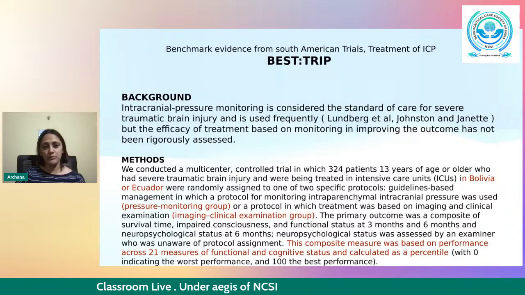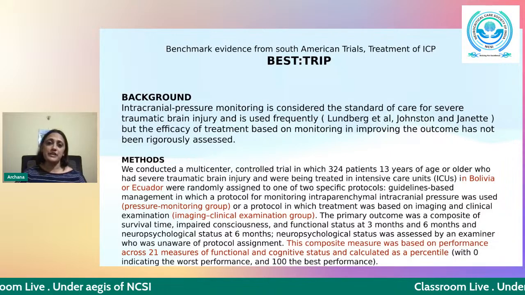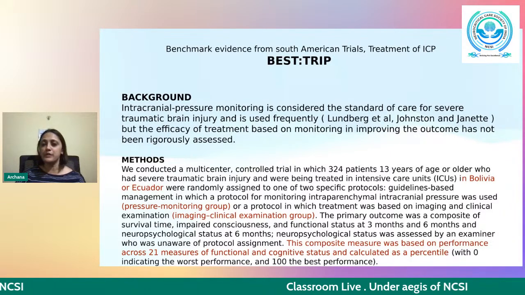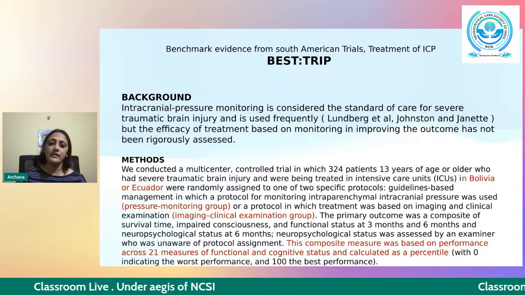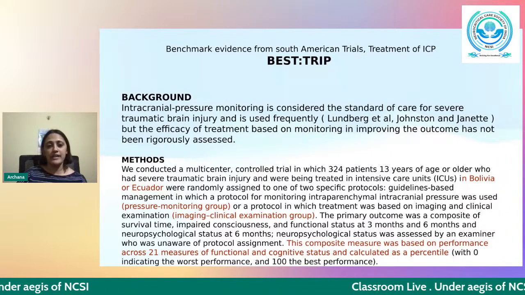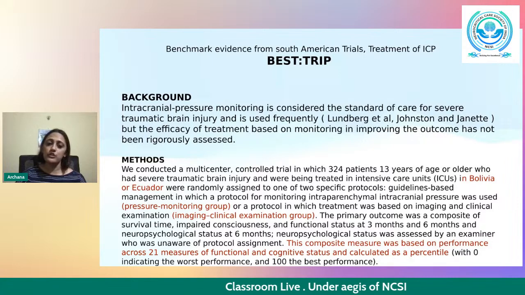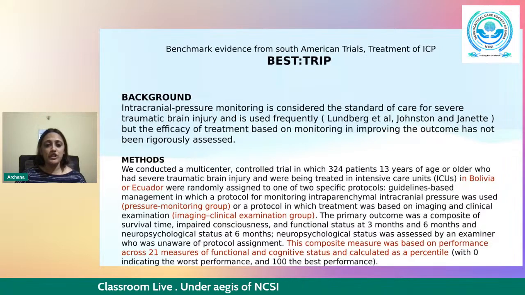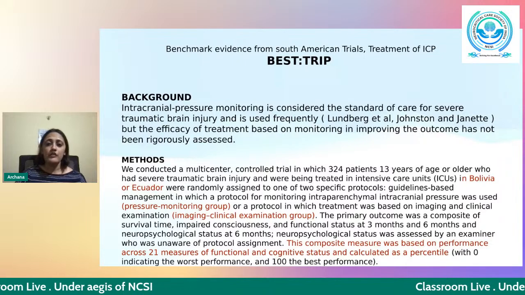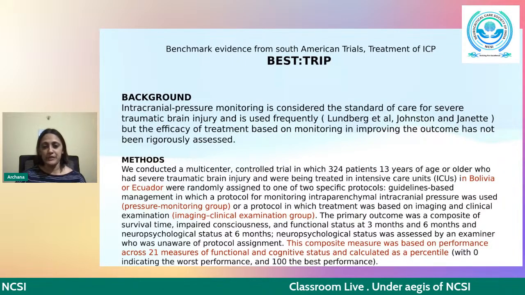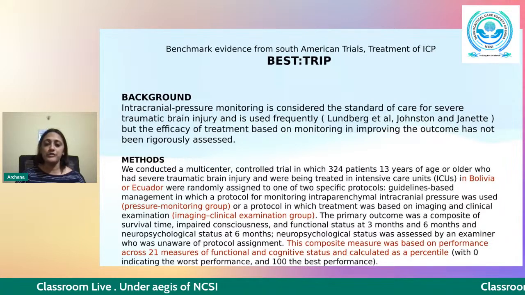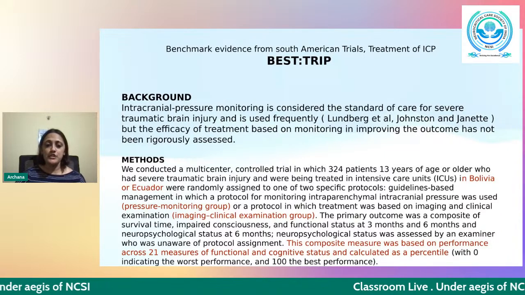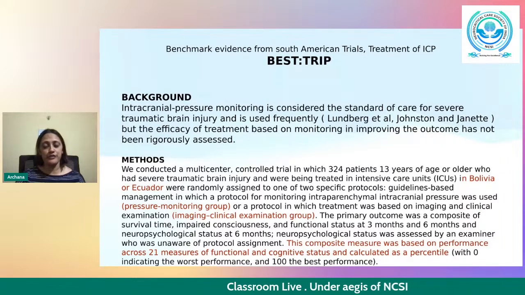Coming to the intracranial pressure monitoring, BEST-TRIP trial, that is the benchmark evidence from the South American trial in the treatment of intracranial pressure. This was a study done in Bolivia and Ecuador, and the patients were randomized into a pressure monitoring group or the imaging or clinical examination group for further treatment. The primary outcome of this group was a composite measure that was based on the performance across 21 measures of functional and cognitive status, which was calculated as a percentile.